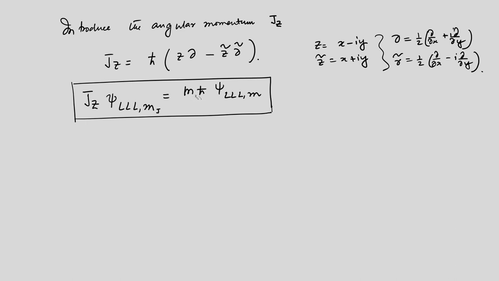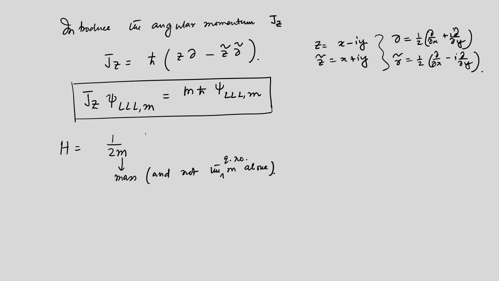Now the Landau level degeneracy is given by this value of m or m_j that you see. I'll remove this j and just hope that you don't confuse m as the angular momentum quantum number with m as the mass. So you can write H equal to 1 over 2m, where this m is the mass and not the m above, the quantum number.